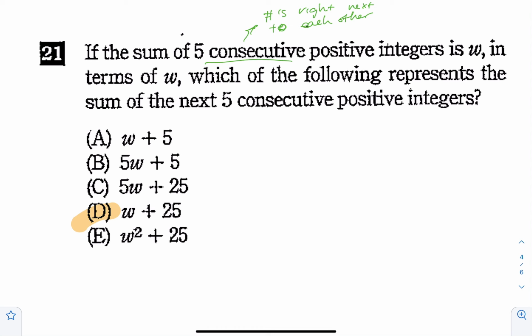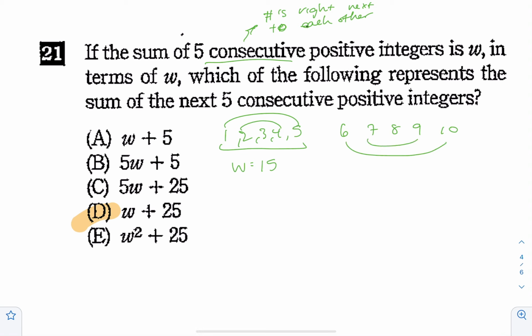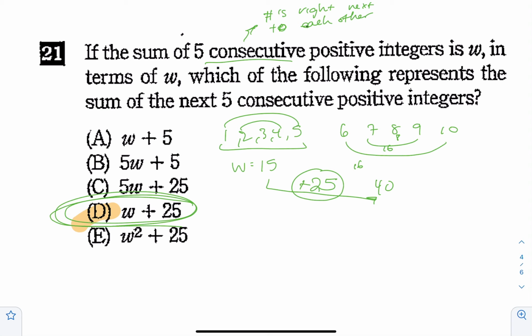And here you don't know what they are, but you can just call them 1, 2, 3, 4, 5 to make it easy. Here w would be the sum, or 1 plus 2 plus 3 plus 4 plus 5, or 15. Now the next 5 numbers will be 6, 7, 8, 9, and 10. And if you add them up, this would be 16 plus 8, or 40. So here from 15 to 40, this would be w plus 25, and that's choice D.